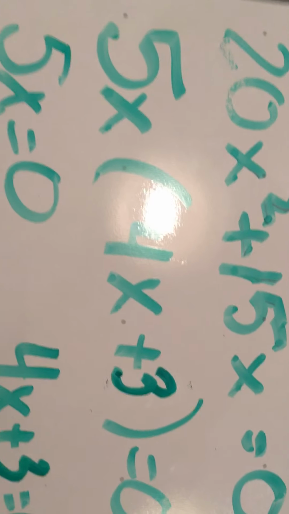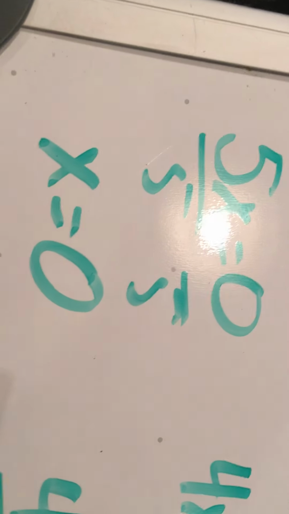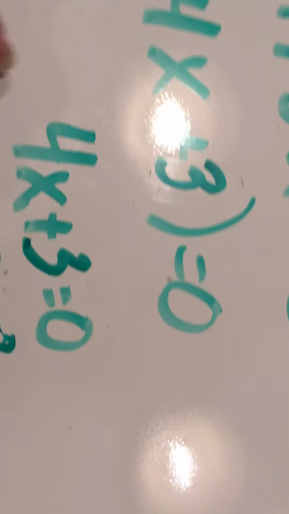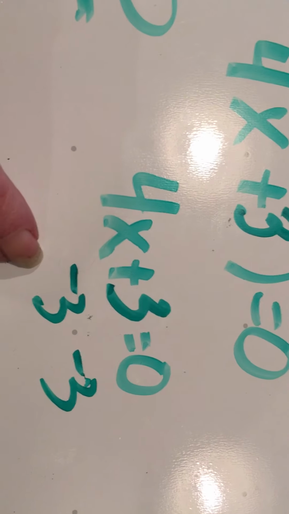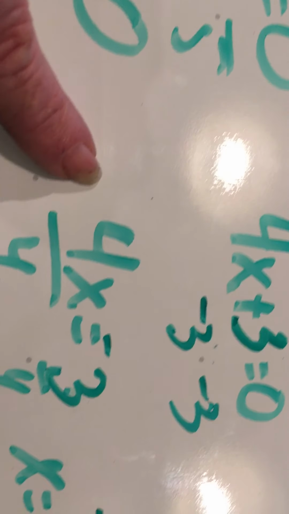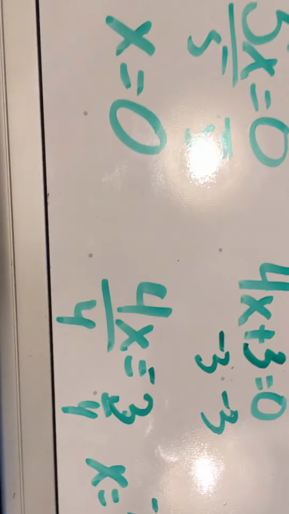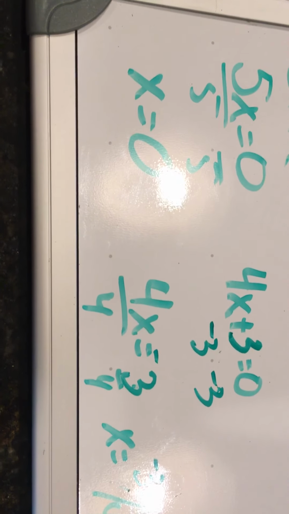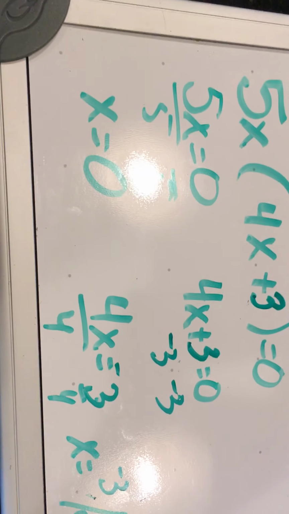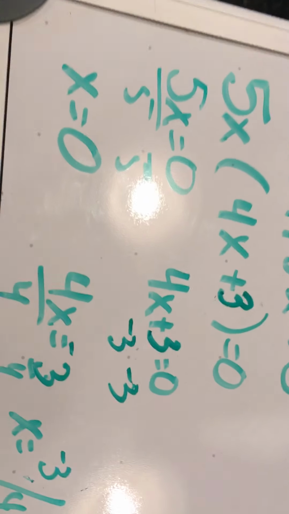5x equals 0. Divide both sides by 5, x equals 0. And then the other one, 4x plus 3 equals 0. Subtract 3 from both sides. 4x equals negative 3. Divide by 4, x equals negative 3/4. So those would be your two zeros, your two x-intercepts. That was greatest common factor. Always look for that first. It may make ugly problems easier to work with.